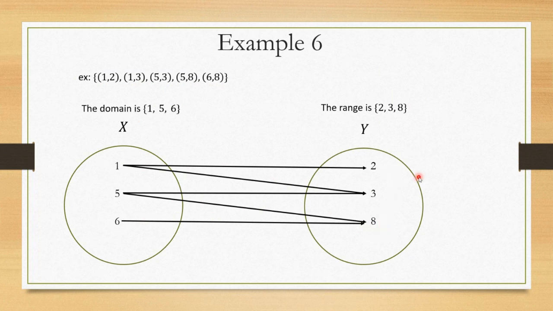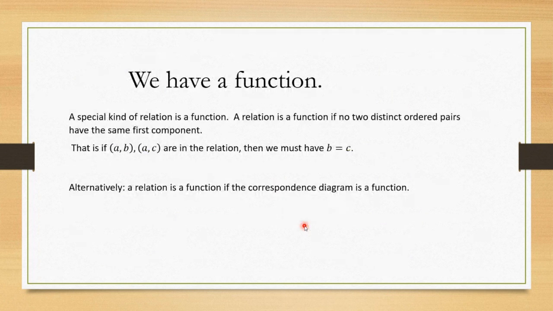It's not a function, though, right? Because again, 1 and 5 are inputs that have multiple outputs. Can't have that in a function. And again, really from there, you could see that certain relations are functions. In other words, a special kind of relation is, in fact, a function.